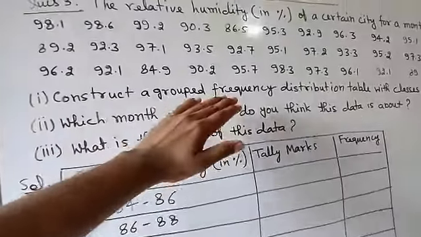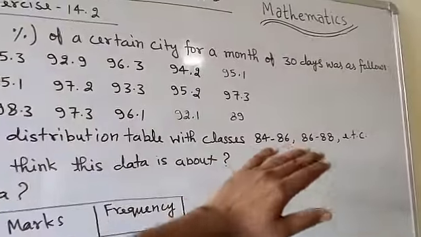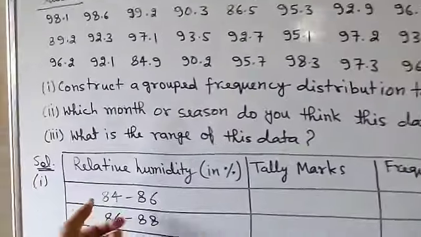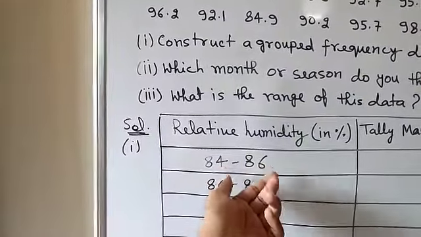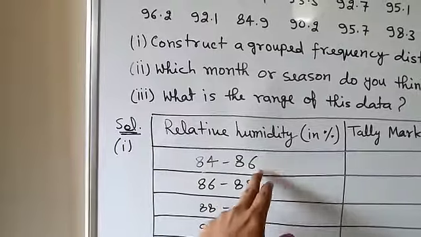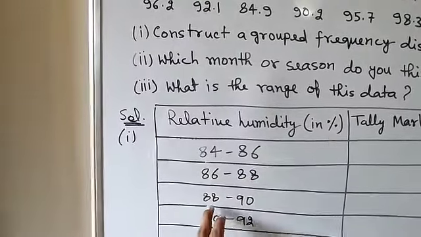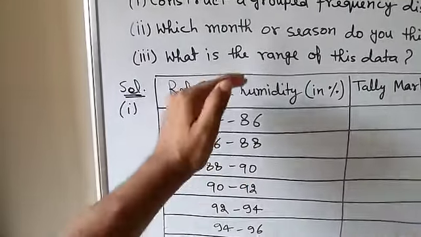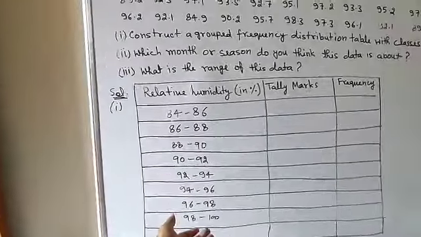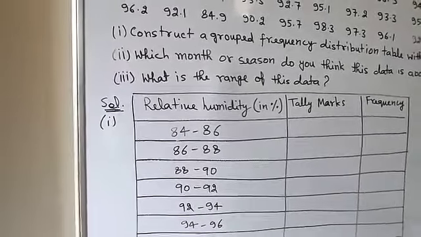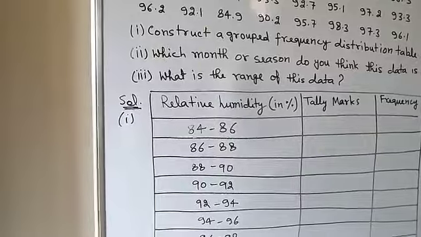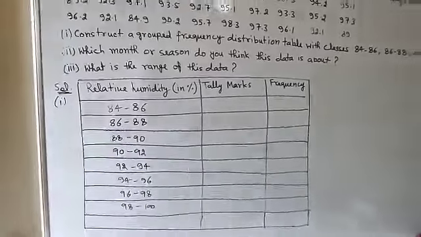So in the group frequency distribution, you need to make the groups and the class size difference should be the same. Here 84 to 86, then 86 to 88, and in the same way next you will write 88 to 90 and so on. According to the highest value, which is 99.2, it will be represented up to here.